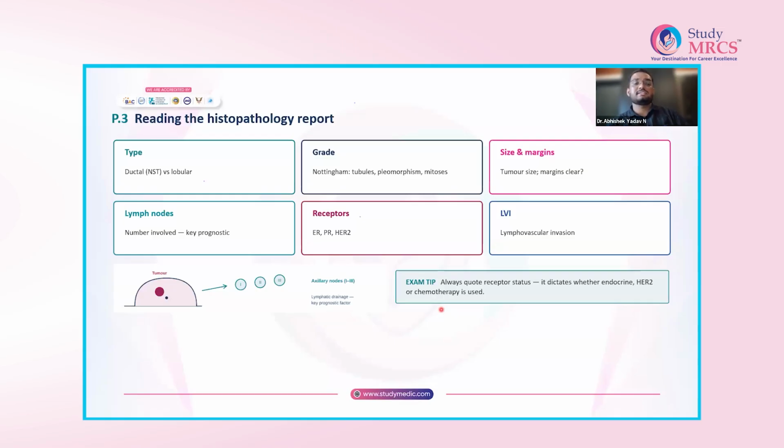The receptor status is very important in the tumor stages: estrogen receptor status, progesterone receptor status, then HER2 receptor status. This status is helpful for us to treat the breast carcinomas. Then lymphovascular invasion, how exactly the tumor has spread. That's how pathology will help us in the management of breast carcinomas.